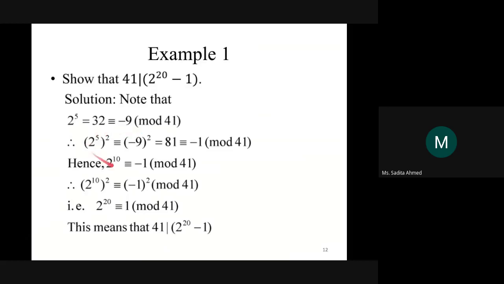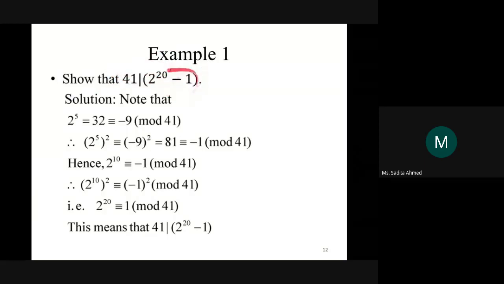2 to the power of 5 whole square gives us 2 to the power of 10. All right, we can work with that. Minus 9 whole square gives us 81. We have to somehow change it. 81 কে এখানে রেখে আমাদের কোনো লাভ হচ্ছে না to get here. To get here, we need what?